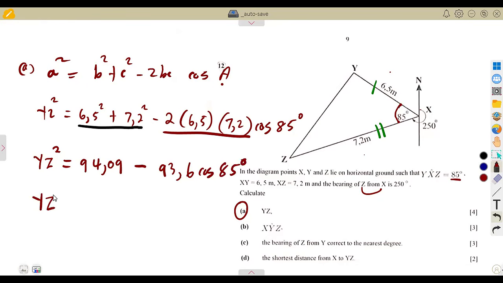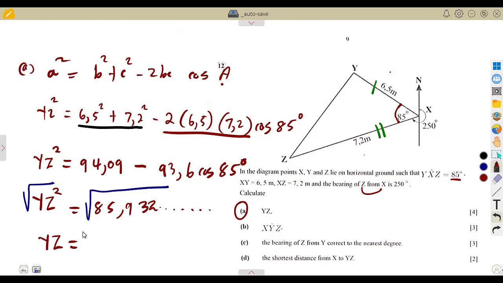This is enough, even to simplify directly on your calculator, everything. That was going to be 85,932. You write everything up to the end, then introduce the square root since you're given the square there. So the square root of YZ squared gives us YZ, which is going to be 9,2699, which is 9,27 meters to 3 significant figures.